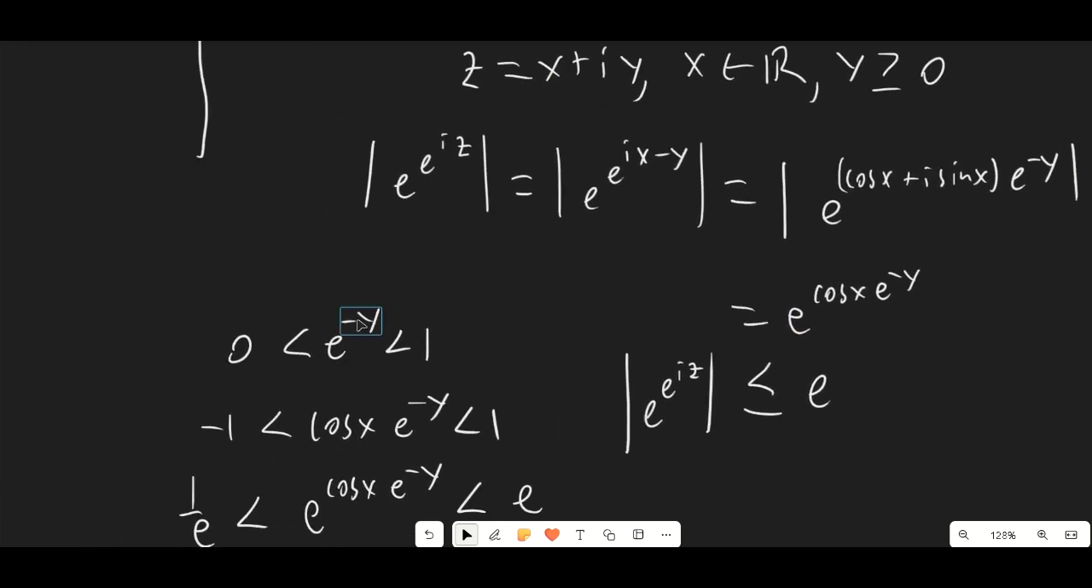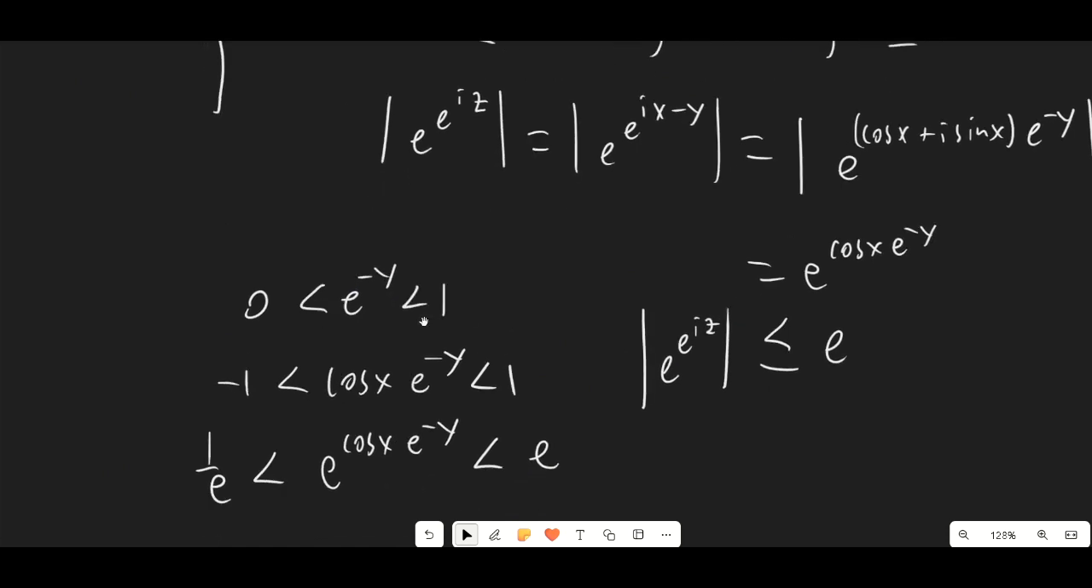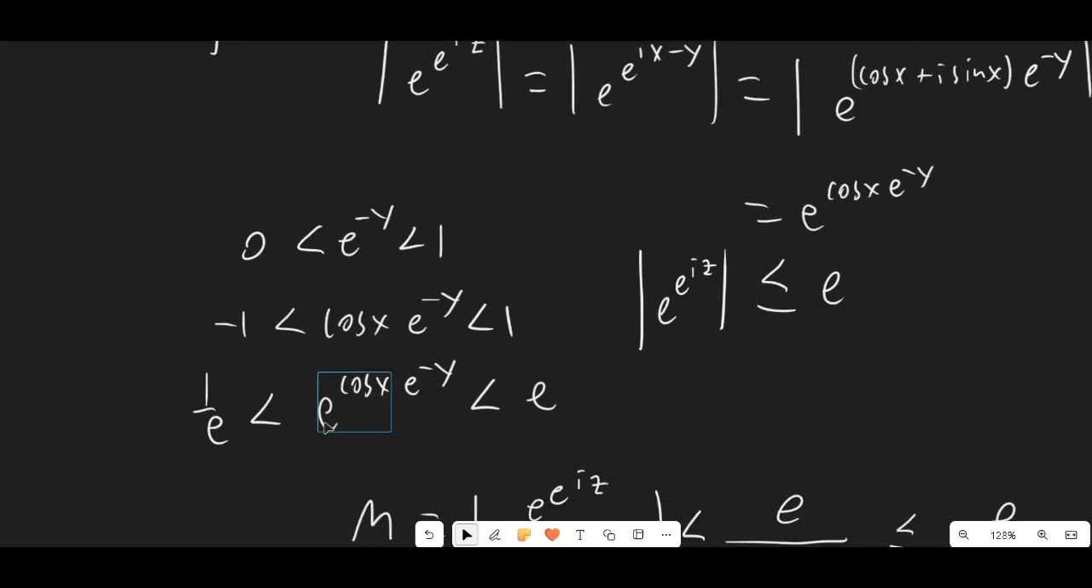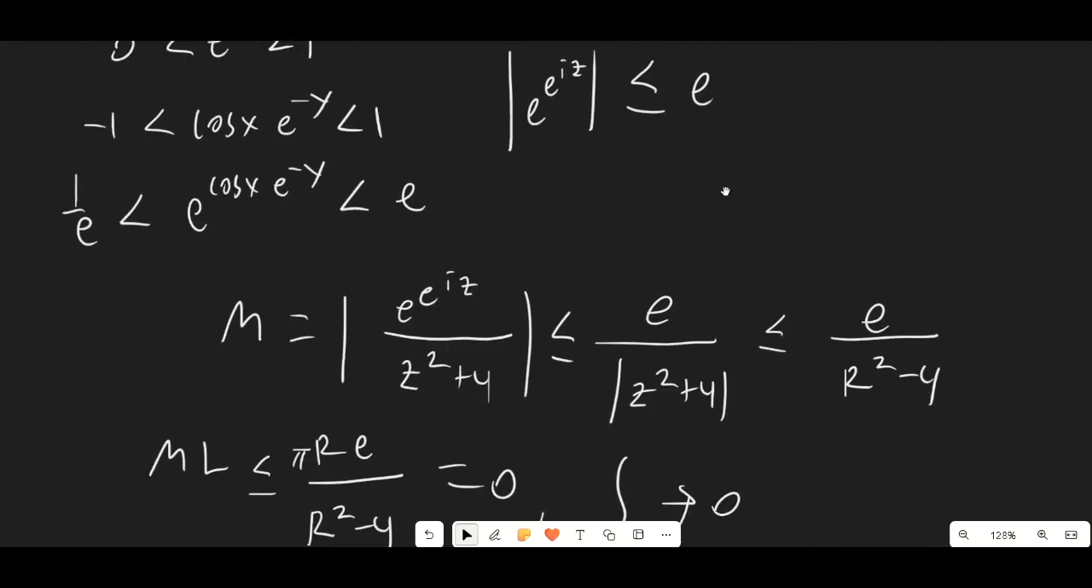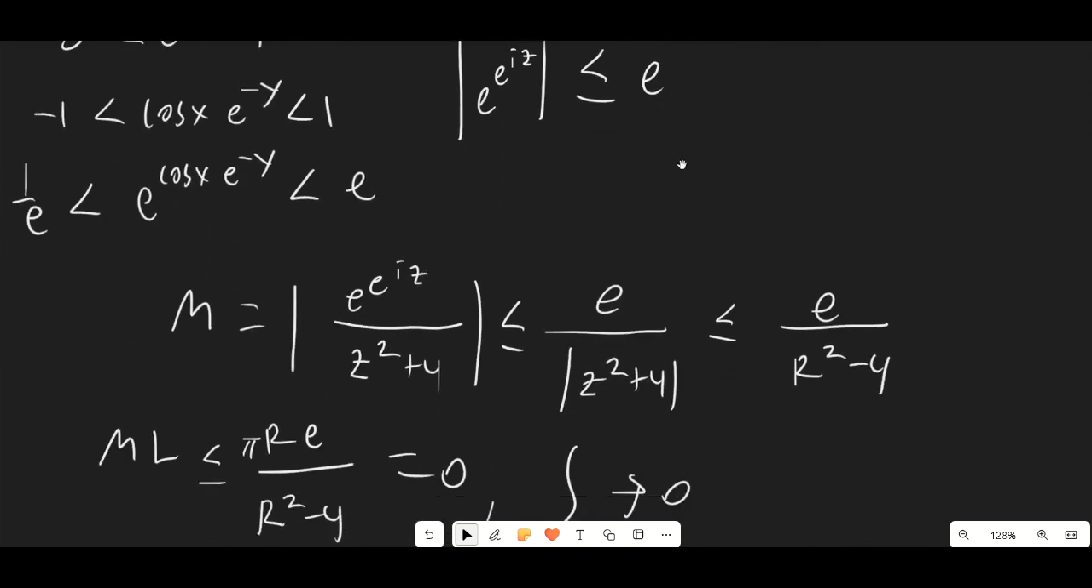Now we know that e to the negative y is between 0 and 1 because y is greater than or equal to 0. There should be a less than or equal to, but in this case it doesn't really matter, and you'll see why. So when we multiply this by cosine of x, it's just going to go from negative 1 to 1, and when we raise e to the power of this function, it's just going to go between 1 over e and e, which means that overall the absolute value, or modulus, of e to the iz is going to be less than or equal to e. Now this just allows us to use the ML inequality, or the estimation lemma.